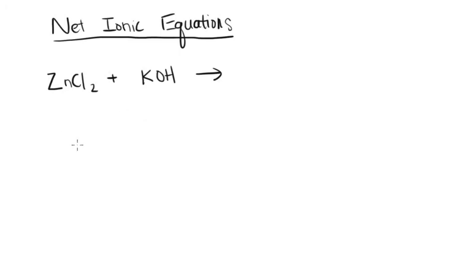strong or weak electrolytes. Zinc chloride, for instance, based on the solubility rules that I'll have attached below, is strong. So this will thus be in its ionic form. Same here. This is a strong base, so we can do the same thing here.